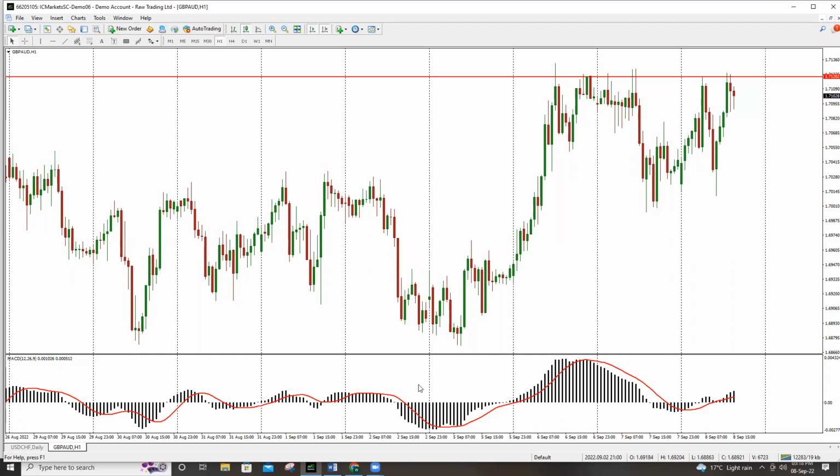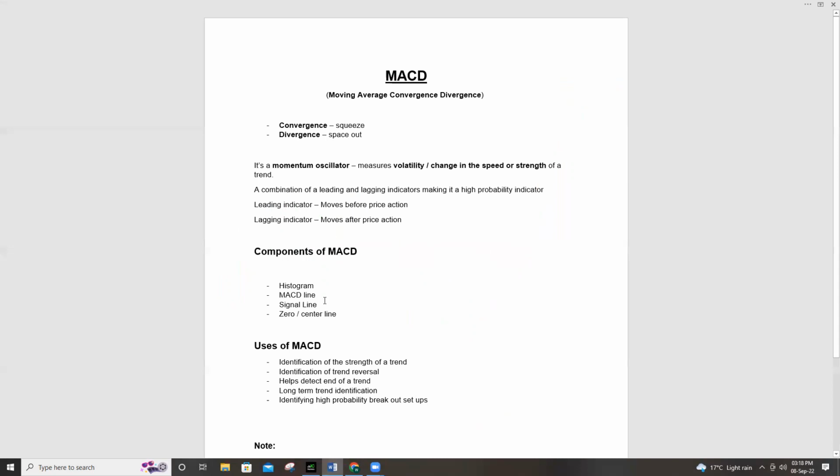Okay. So the next thing is, what are the uses of MACD? How does a trader use MACD in their trading? So one, you can use it as an indicator for identification of the strength of a trend. How do you identify the strength of a trend using a MACD?